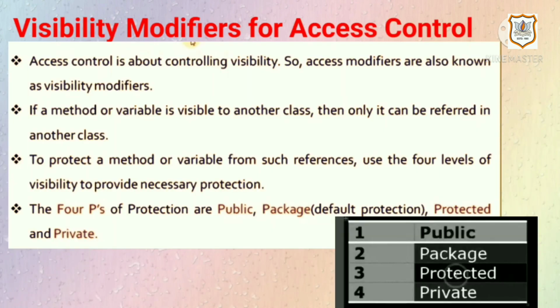Next topic is visibility modifier for access control. Access control is about controlling visibility. So access modifiers are also known as visibility modifiers. If a method or variable is visible to another class, then only it can be referred in another class. To protect a method or variable from such references, use the four levels of visibility to provide necessary protection. The four P's of protection are public, package, protected, and private.